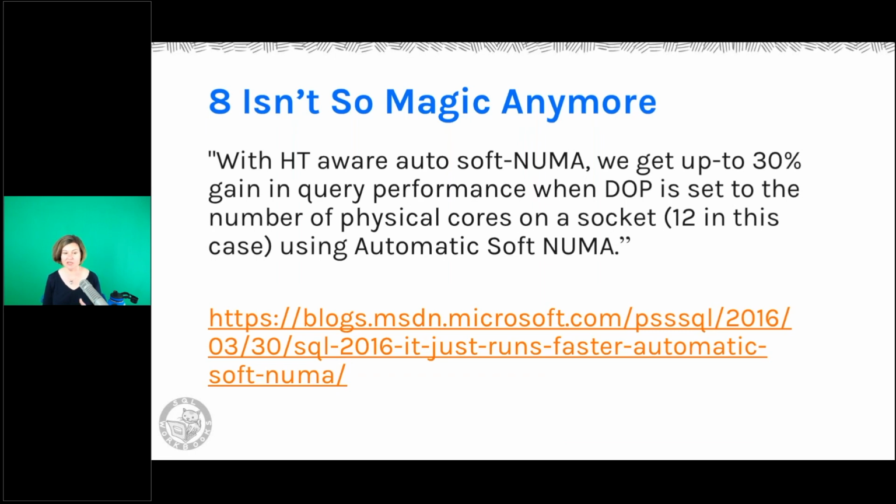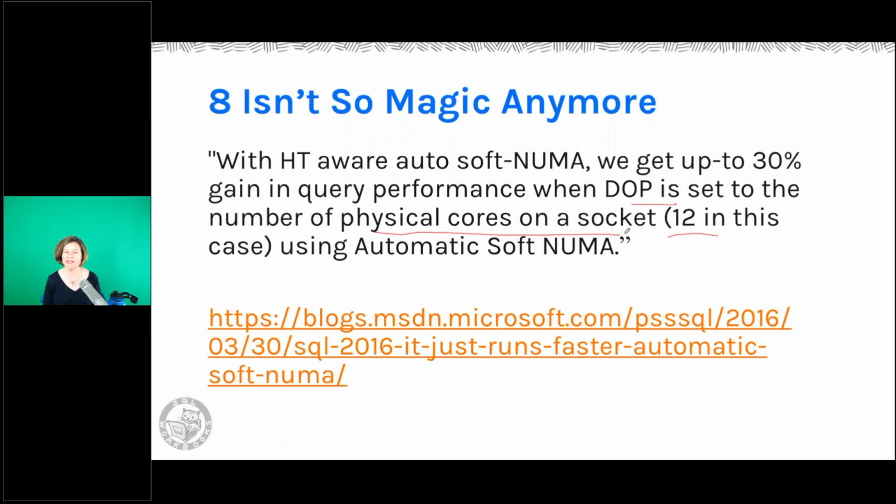But yeah, this advice isn't so magic anymore, because even Microsoft, so this is an article from the SQL Server team, I believe written by Bob Dorr or Bob Ward, did some testing with the automatic soft NUMA, and what they found is going over 8 was better. The old advice was basically you're unlikely to see improvements over a DOP of 8, and that's just not true anymore. In this case, they did set the DOP to the number of physical cores on a socket.